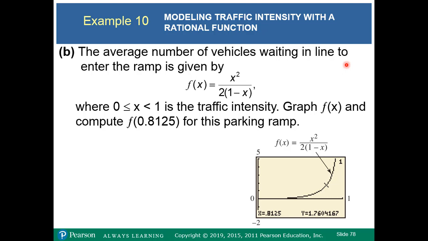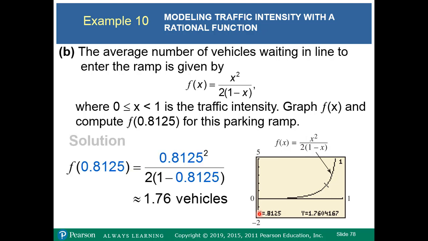So if you do this on the graphing calculator, you can sketch this, and you can see how this works. If you graph it and then use your value key, you can find the y value when x is equal to 0.8125. And we find that the value is 1.76 vehicles. So given the intensity x, the average number of vehicles waiting in line will be approximately 1.76, or somewhere between 1 and 2, right?